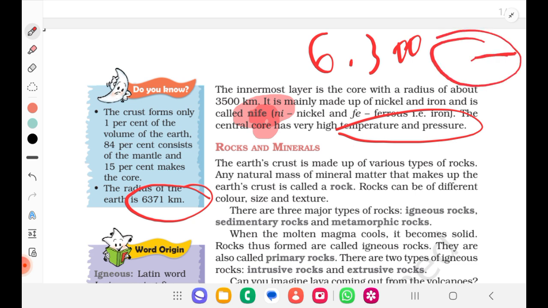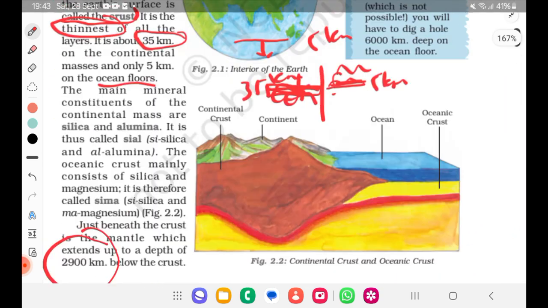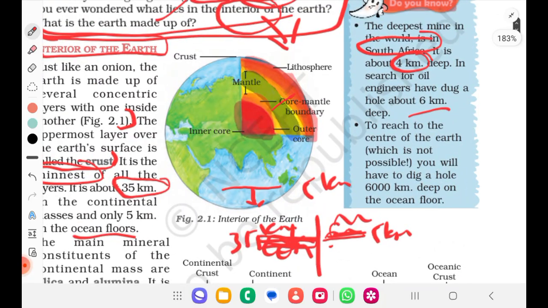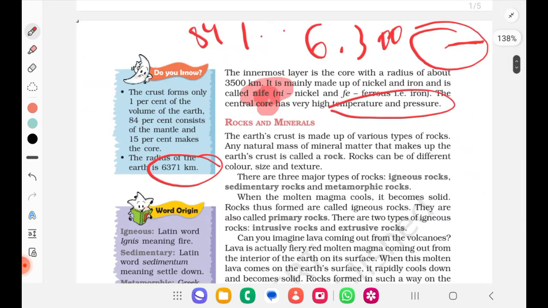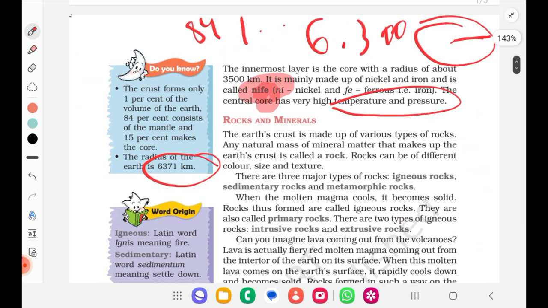And they were saying, see, crust is only 1%, whereas 84% is mantle. That means the mantle is very lengthy. Even the core is lesser. So we have core 15%. That's all. So mostly it is mantle, is what they were saying by the depth and all.